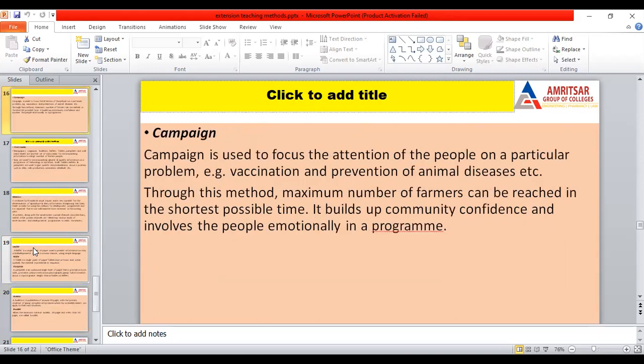Next is a campaign. For instance, the vaccination for COVID-19 is a campaign in India. So a campaign is used to focus the attention of people on a particular problem. For example, vaccination and prevention of animal diseases.